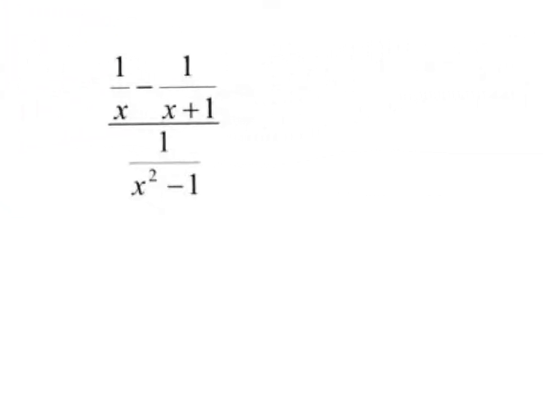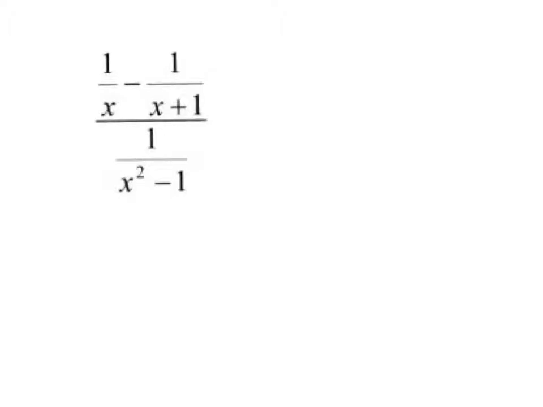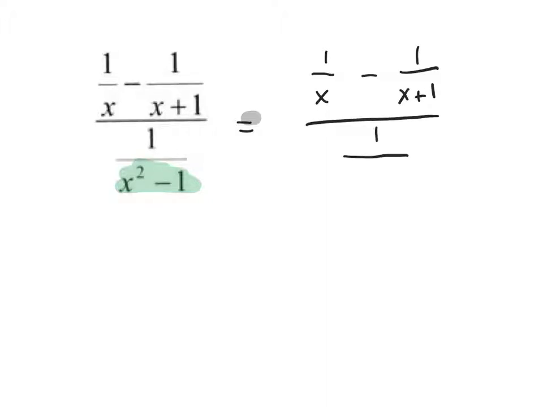If we look at this one, now if I look at the LCD here, I do see one problem, and that problem comes in this, because that is not factored yet. So to make my LCD a little easier, I'm going to make sure I factor all the denominators. Top is no problem, but this bottom is the difference of squares, so it's actually x minus 1, x plus 1.